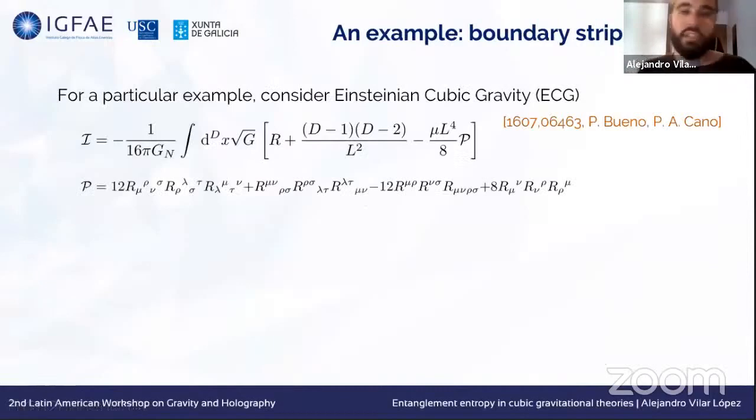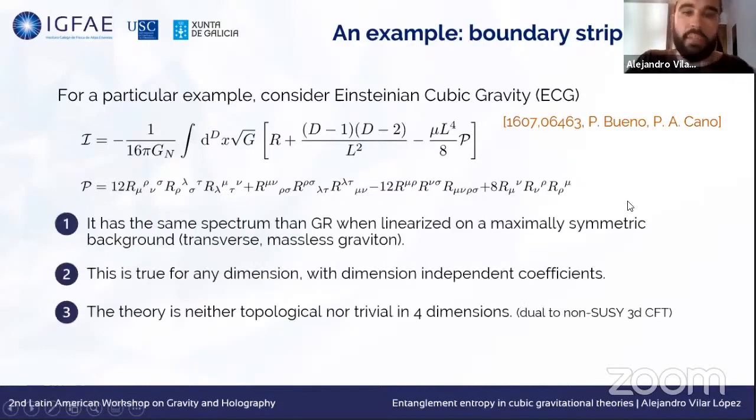Okay, perfect. So just going to the final part of the talk, what we did also was to consider an explicit example of this in the case of a cubic theory, a particular cubic theory. We consider this cubic theory where P is this cubic density, which is called Einsteinian cubic gravity, proposed by Pablo Bueno and Pablo Cano. It's interesting because it has some nice properties, like that it has the same spectrum as GR when linearized on a maximally symmetric background. And this is true for any dimension independently, so you don't have to change these coefficients in P.